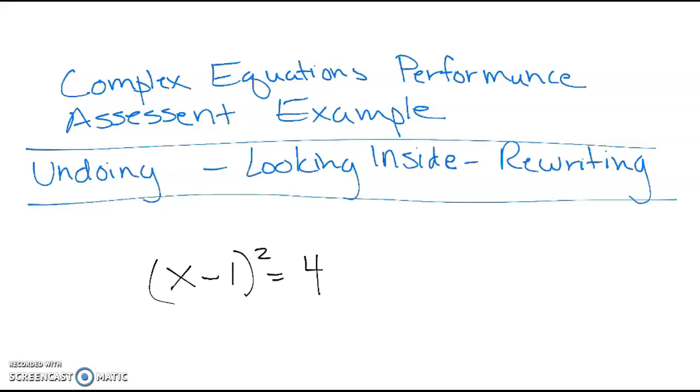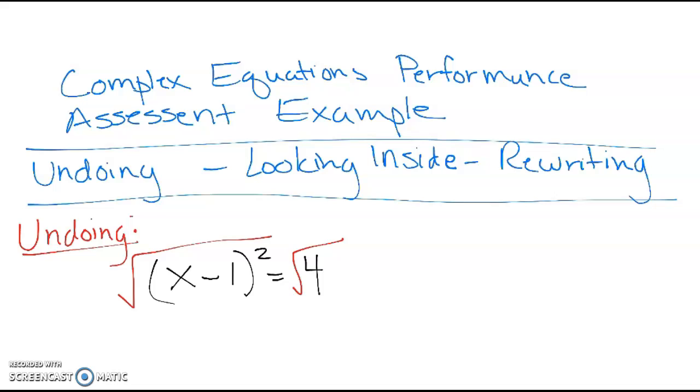Okay, so the first one I'm going to look at is undoing. And remember, when we use this method, we're basically just undoing the operations that are happening to x. We are doing the opposite of what's happening, so we can undo all those operations to get x alone. So when I look at this, the first thing I notice is that x minus 1 is being squared. So I'm going to need to undo that square. A square root undoes a square, so I'm going to take the square root of both sides because I have to keep my equation balanced.